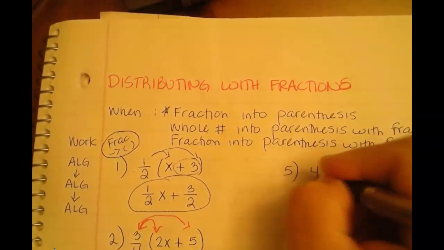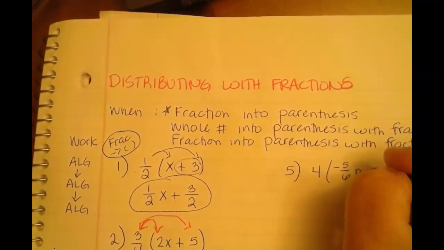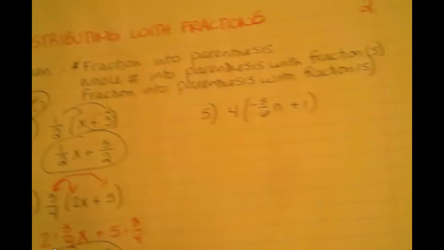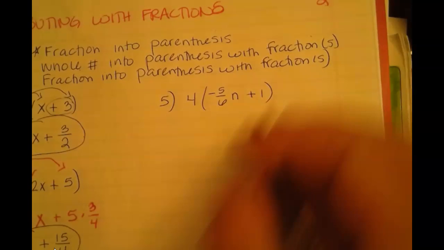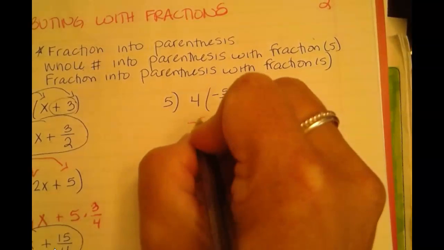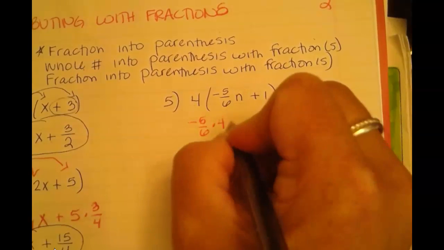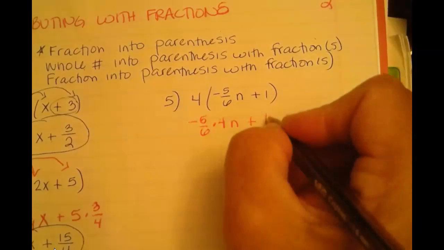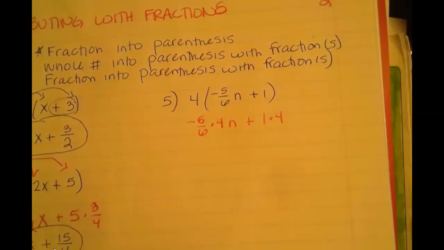4 times the quantity, negative 5/6 n plus 1. Okay, so now we have our same kind of situation. If we're expanding it out, we're going to start with the fraction in parentheses times the number outside and then the n. Plus 1, we're going to keep with what's in parentheses first, then times the distributed number. And that helps us get the sign right if we need that help.